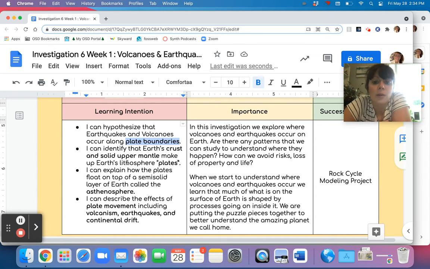And why is it important? Well, in this investigation, we explore where volcanoes and earthquakes occur on Earth. Are there any patterns that we can study about where they happen? How can we avoid risks and loss of property and life?